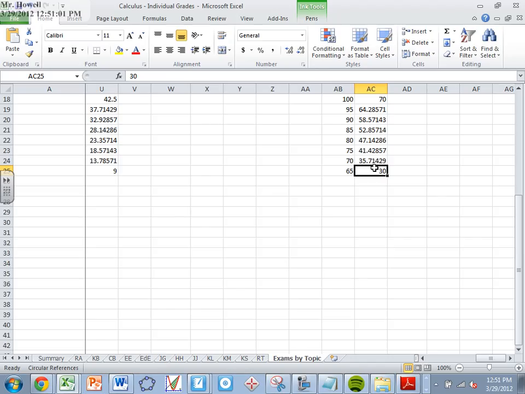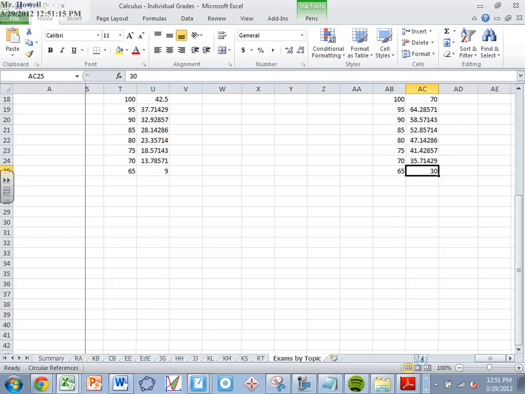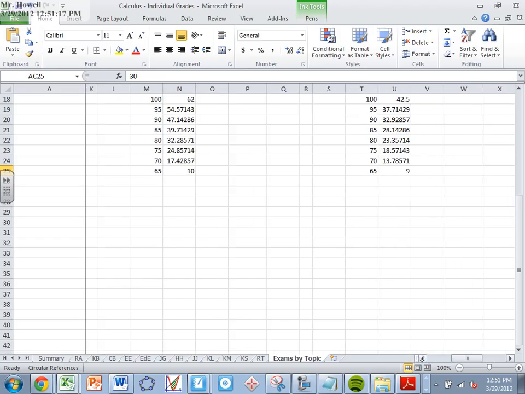Same for the last test though. I mean, big improvement there. Last test, the highest grade was a 42 instead of a 70. The lowest grade instead of a 30 was a 9 out of 100. So that's how the scale worked for that one. Let's look at the one before that. The highest grade was a 62. The lowest grade was a 10. So that was the scale for that one.